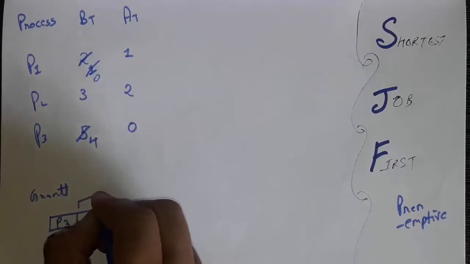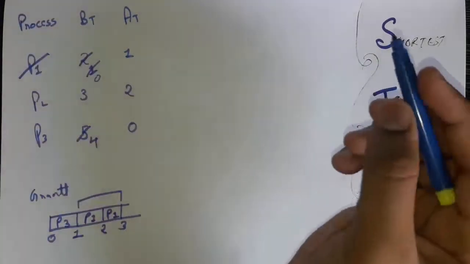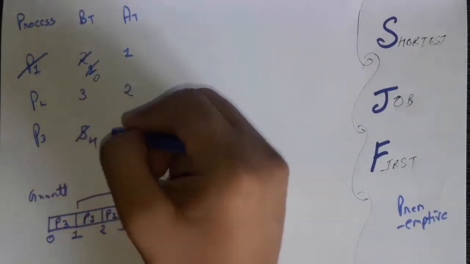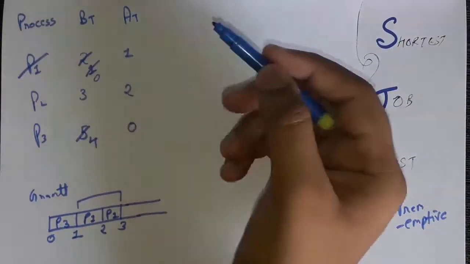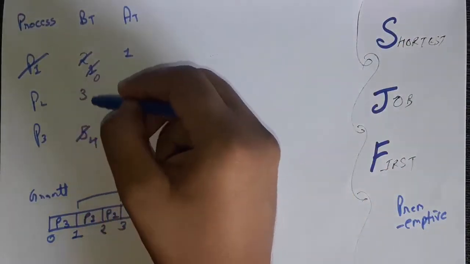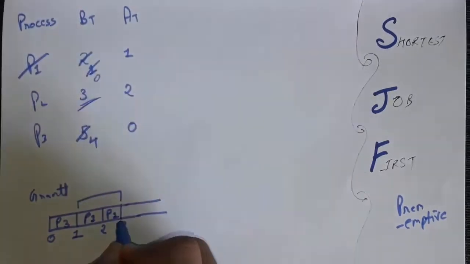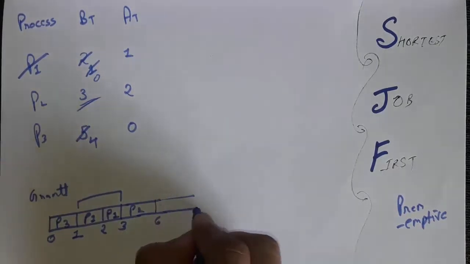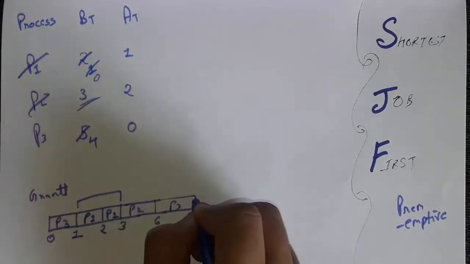So this bracket is held by P1 and the P1 process is over, so remove it from here. Now you can see we have 2 processes, P2 and P3, and we have to see which process is smaller. P2 has the smaller burst time 3, so directly write P2, and 3 plus 3 will be 6, so the header moved to 6. Now only one process remaining, P3, which has 4 burst time, so 6 plus 4 is equal to 10.